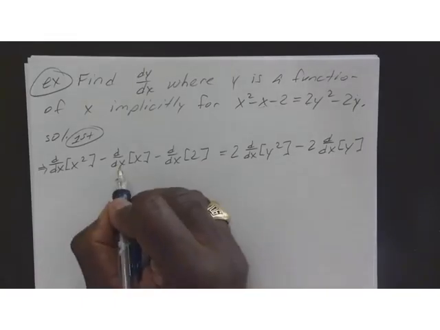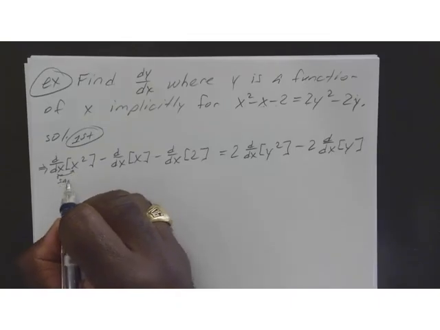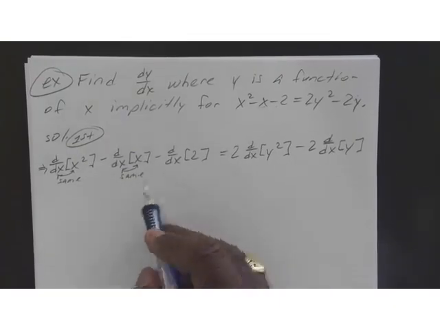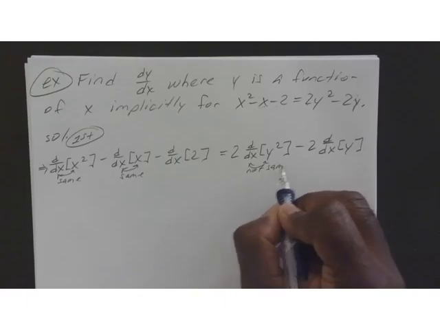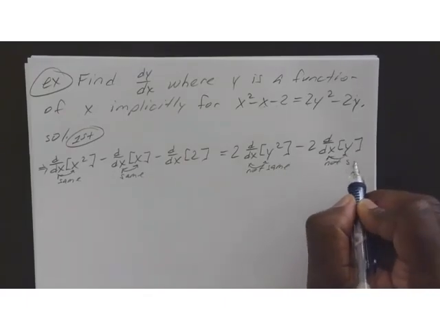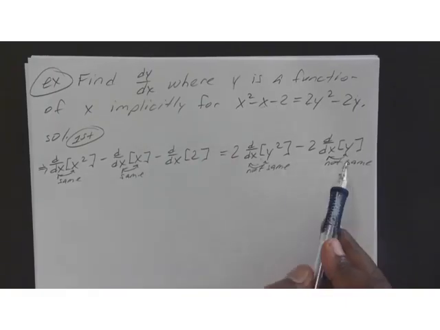Okay. So again, if you go through, you can see that these two independent variables are the same. These two are the same. Well, that's a constant, so you know that's going to be 0. These are not the same. And these two are not the same. So the ones that are not the same, you already know you're going to use the chain rule for those.